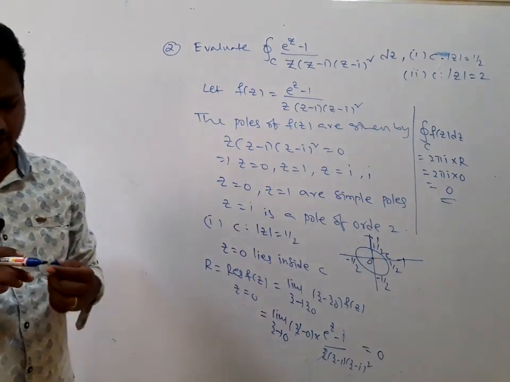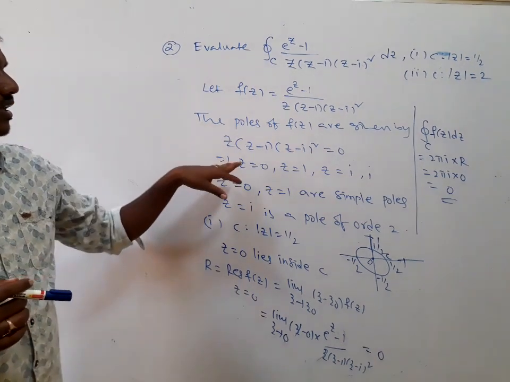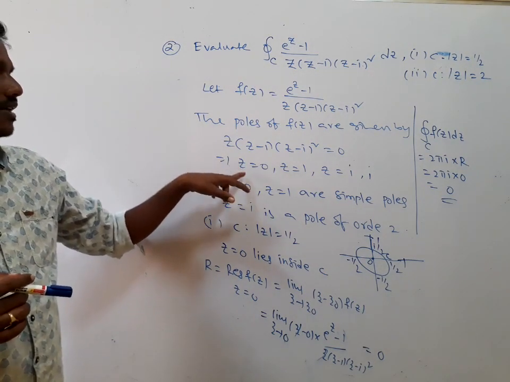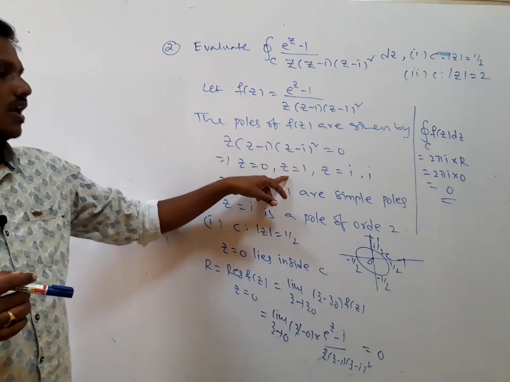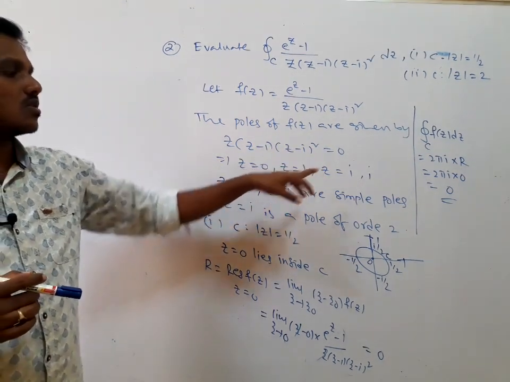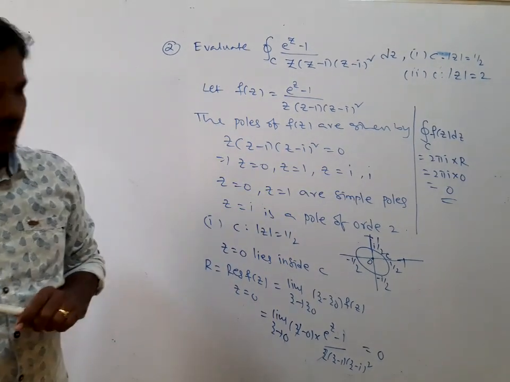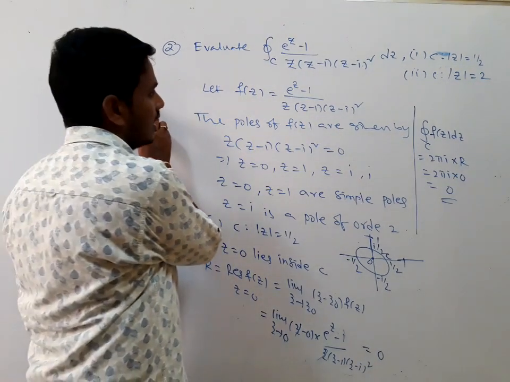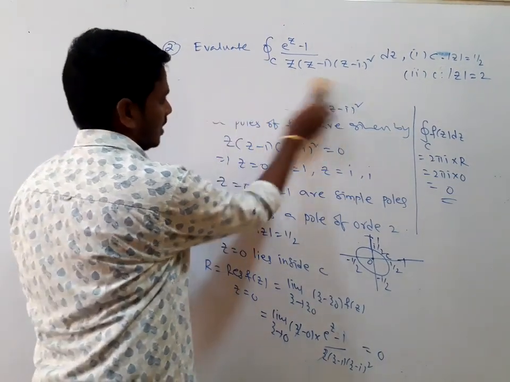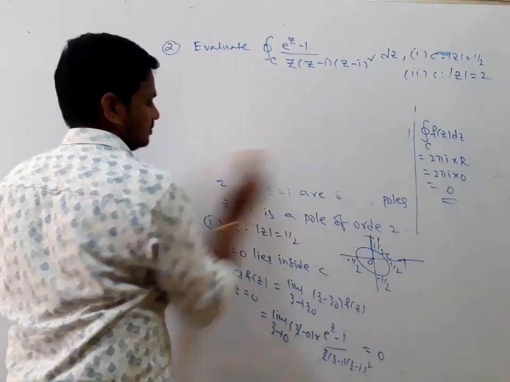Now coming to the second one. Up to now, what poles do we have? z equals 0 and z equals 1 are simple poles, and z equals i is a pole of order 2. Right, now I am going to take the second condition. Okay, I am going to rub here.